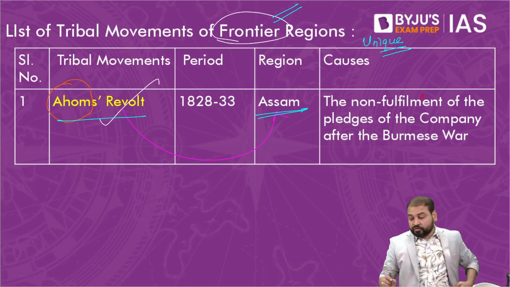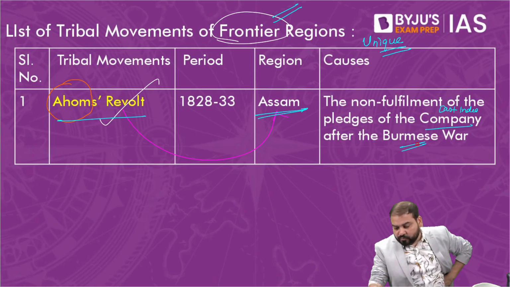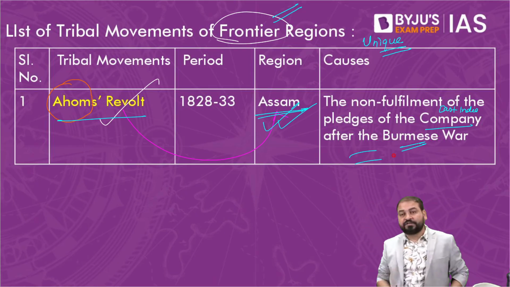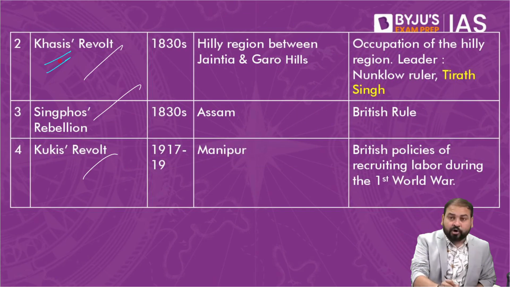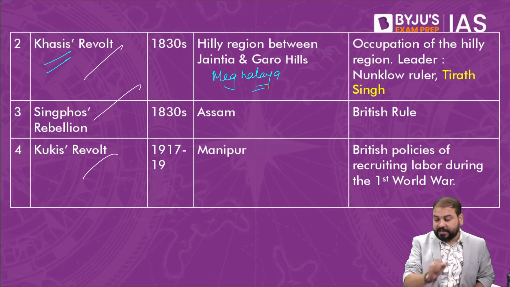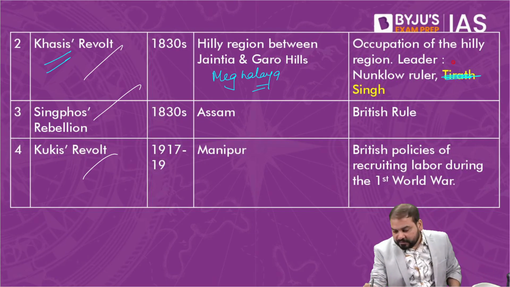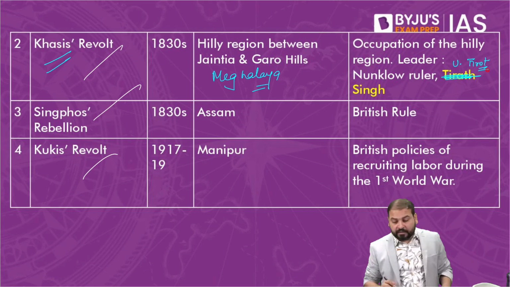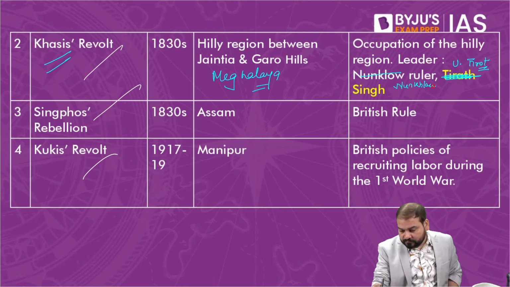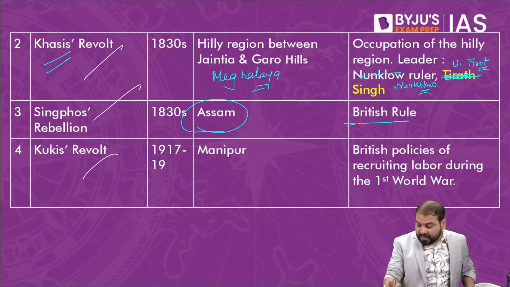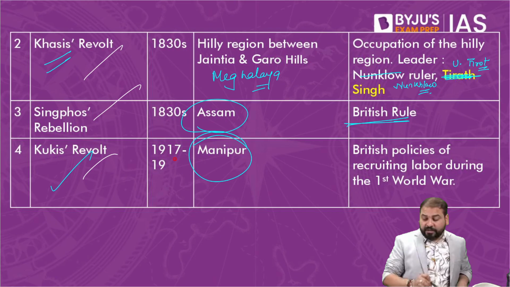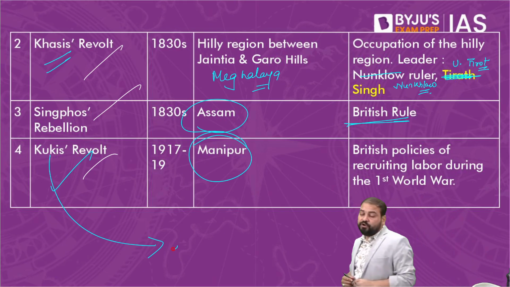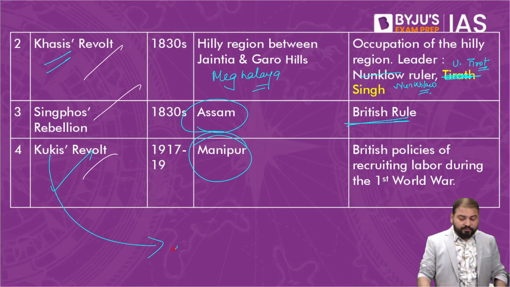The East India Company, which was going to Burma to fight the war, had promised a few things. When they did not fulfill those, the people in Assam revolted against the East India Company. Similarly, Garo, Khasi, Jaintia. The Khasis are in Meghalaya. And here, please correct it. This is U Tirot Singh, not Tirat Singh. And this will be Nunkalav. Singpo again in Assam against the British rule. Kukis in Manipur. Guys, a lot of you, if you are focusing on what is happening in the news, have you seen this or not?